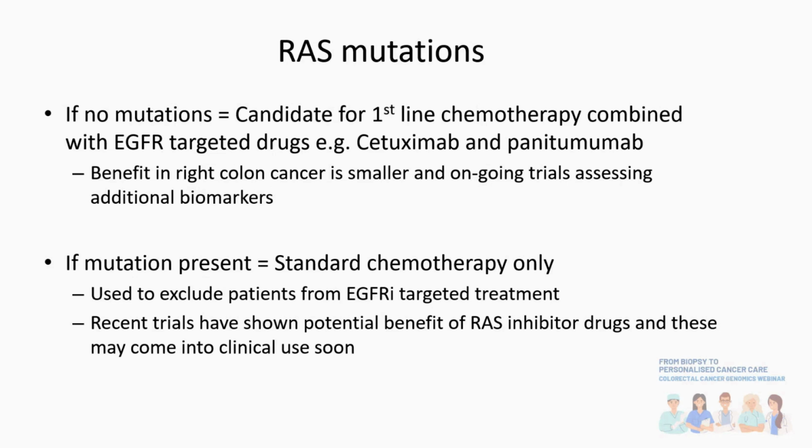RAS mutations, as compared with the BRAF gene, have proved more difficult to try and develop drugs that would target these mutations. And as described, there are multiple different mutations which appear to be important. Nevertheless, some recent trials have shown potential benefits for drugs which specifically inhibit the specific RAS mutations, and it's likely that some of these drugs will come into clinical use over the next few years.